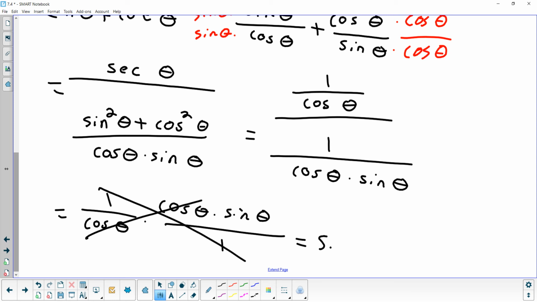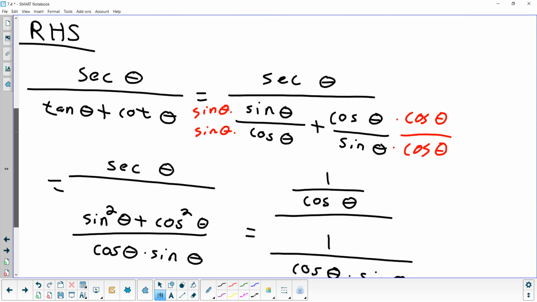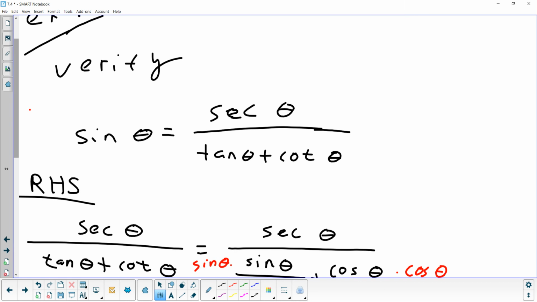Sine theta. Let's scroll back up, because this was a verify, so we knew what we were supposed to get. Let's see if that's what they said. Perfect. That's exactly what they told us to get. So we verified that this does turn into that. Is that the fastest way to do it? I don't know. Probably. But that's the path that we kind of chose.